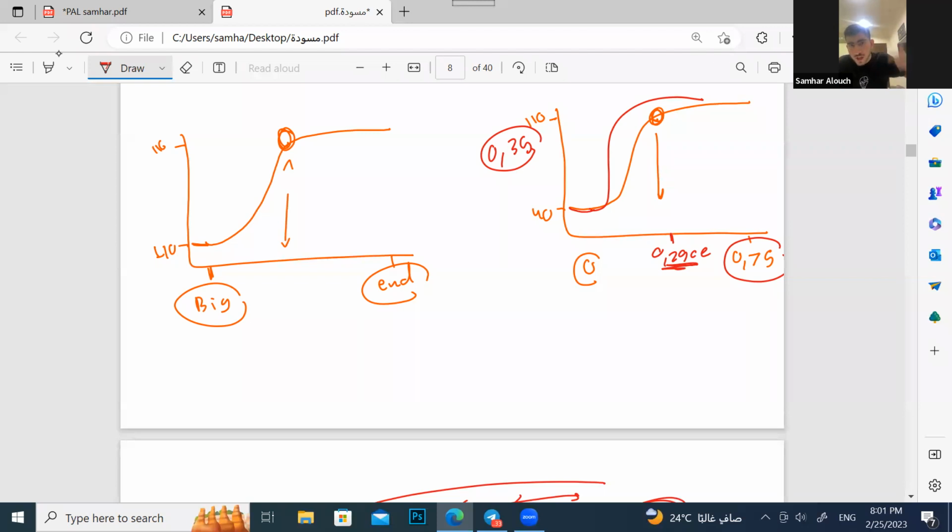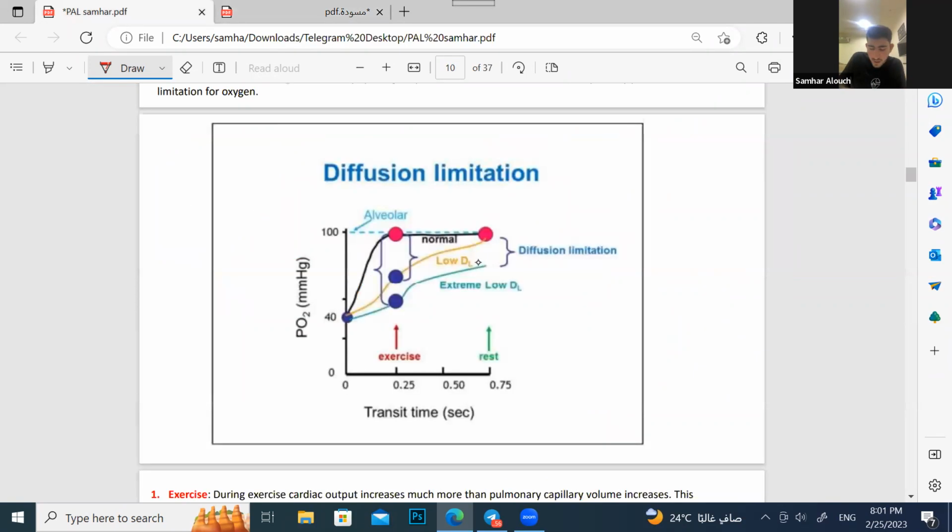So even if I make it finish faster, in 0.35 seconds, I can still reach the max, because at 0.25, I already reached the max. I don't need this whole 0.35. I already reached it in 0.25. Is it clear? This is the graph. In a normal situation, we are reaching the max here at rest. We are reaching the max from where? From here till here. We actually reached the max in time at 0.25.